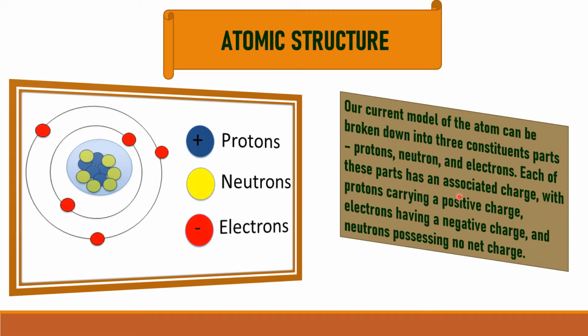Each of these parts has an associated charge, with protons carrying a positive charge, electrons having a negative charge and neutrons possessing no net charge. That means neutrons are neutral. Now see this structure carefully. This is the nucleus where protons and neutrons are there. Protons are carrying positive charge and neutrons are neutral. And these are the orbits around this nucleus where electrons are rotating and electrons are carrying negative charge.